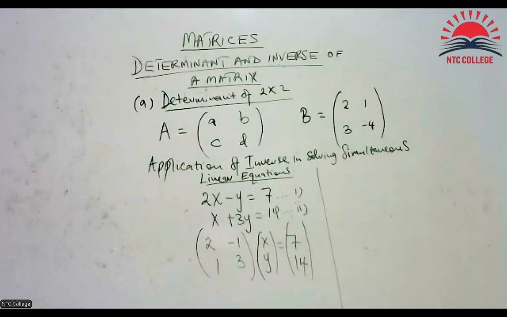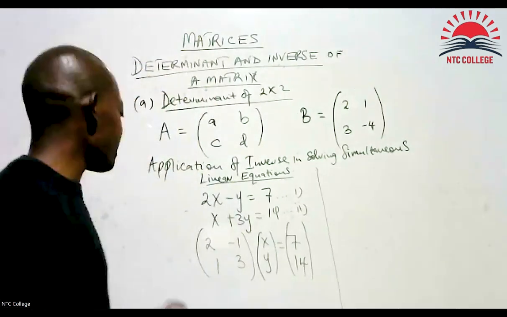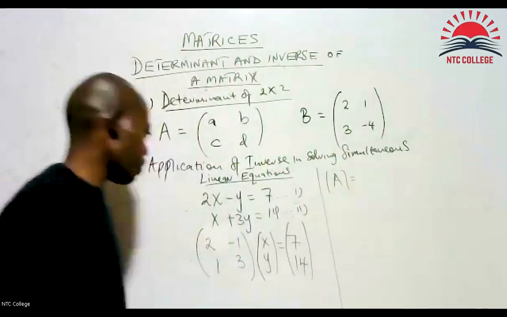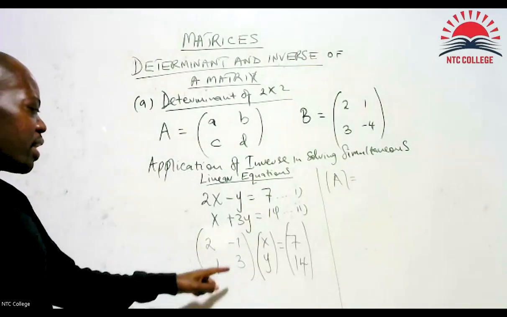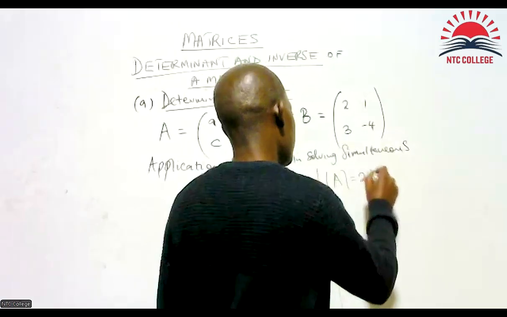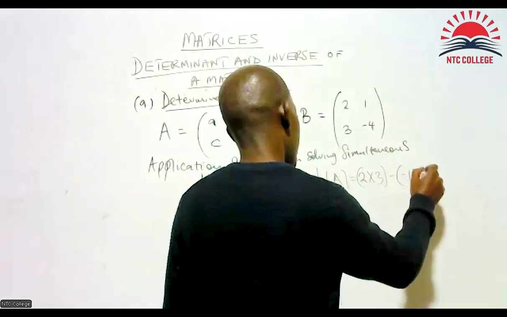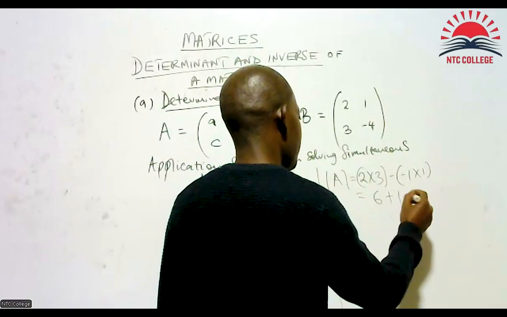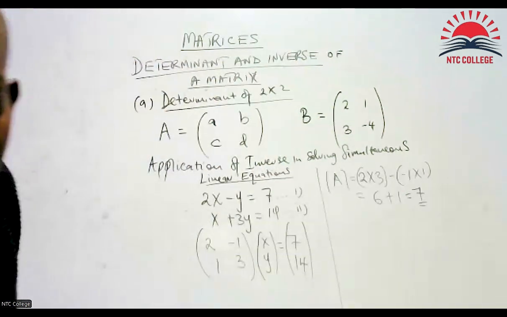The next step is to obtain the determinant. So the determinant of the matrix, let's assume it is matrix A. The determinant of matrix A will be given by 2 times 3, which is 6, minus -1 times 1. And accordingly, this will give us 6 plus 1, because minus minus is positive. The determinant is 7. So our determinant obtained is 7.